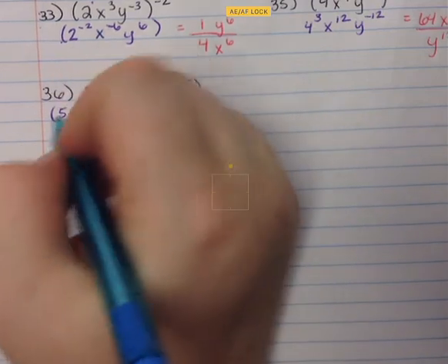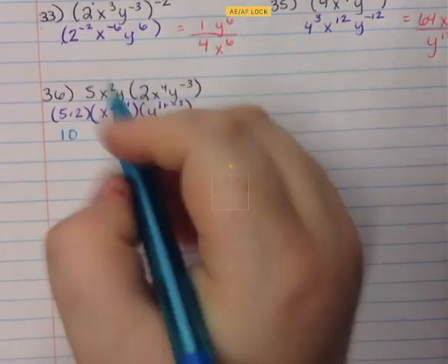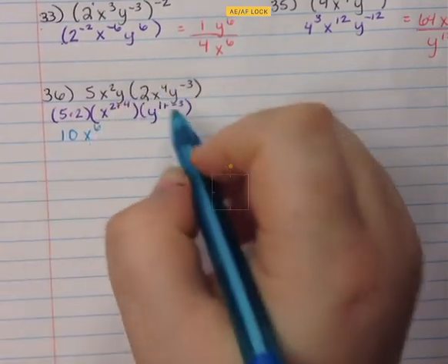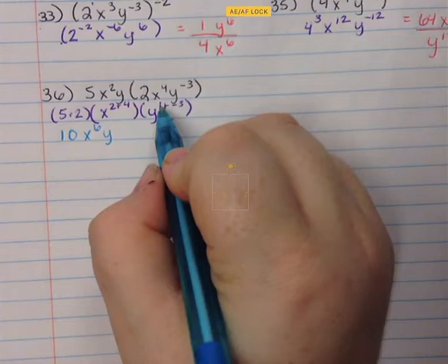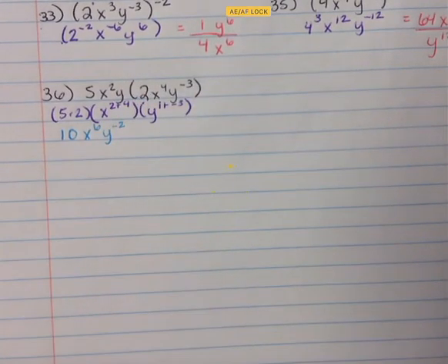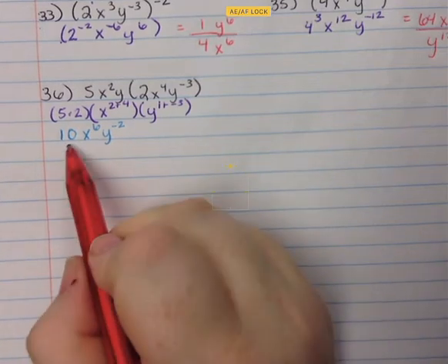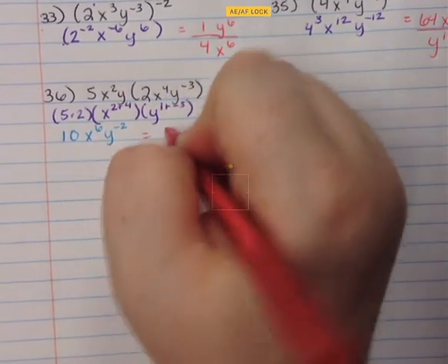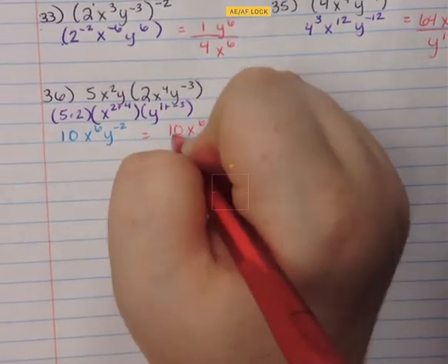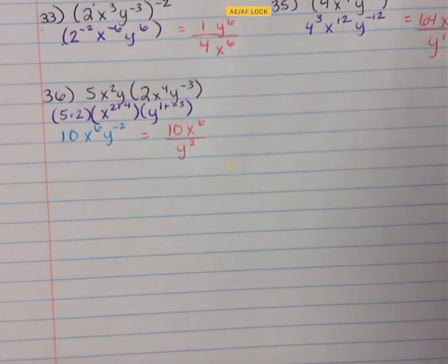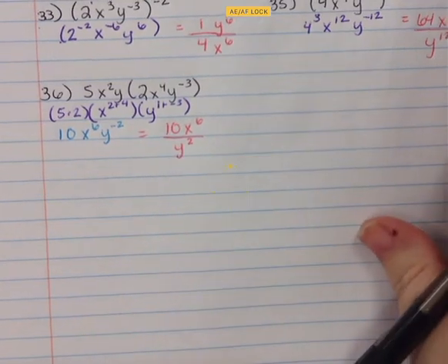So 5 times 2 is 10. X to the 2 plus 4 becomes x to the 6th. And then we have y raised to the 1, and then a negative 3 is a negative 2. Y to the negative 2. Now the 10 is simplified, the x to the 6 is simplified, but the y to the negative 2 has to move. So this becomes 10 times x to the 6th divided by y to the 2nd power. And that's our answer. Again, I'll put my answer on my paper in just a moment.